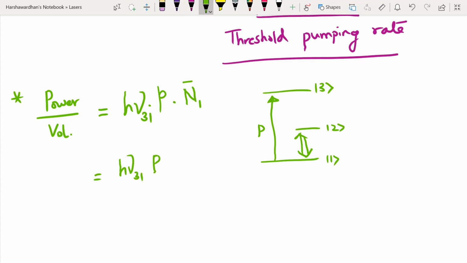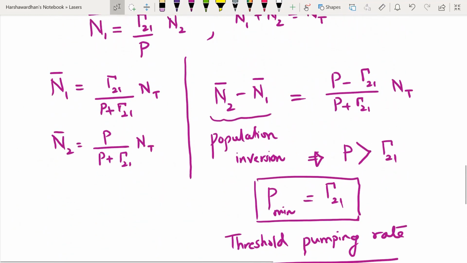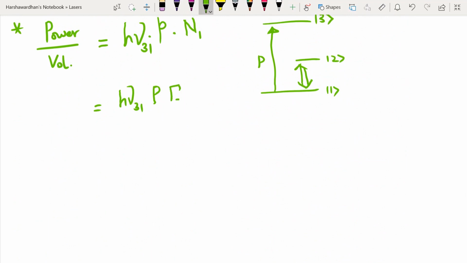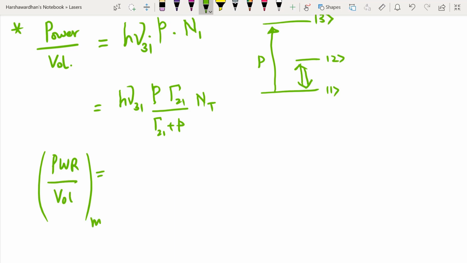So this I can rewrite quickly from what I have seen as simply h nu 31 times P, and now replacing the expression for N1 bar, which is written here, it is simply P times gamma 21 divided by gamma 21 plus P, and this multiplied by the total number of atoms. So essentially the power per unit volume, and I'm talking about the minimum power required now. At minimum power, what happens? P is equal to gamma 21. So I can as well write this as half times h nu 31 gamma 21. I have eliminated essentially P. P is just the P minimum times N total.